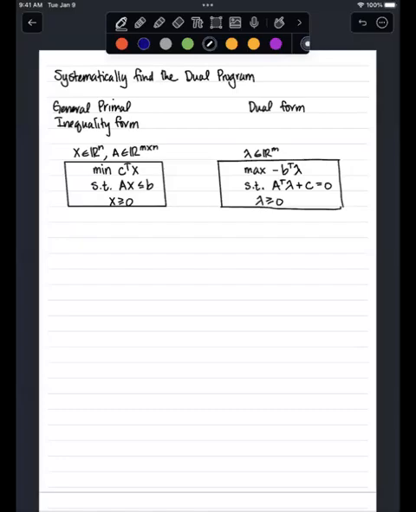In this video, I'm going to show you how to systematically find the dual program starting with the primal. So step one is going to be to form the Lagrangian. What the Lagrangian does is it adds a weighted sum of the constraints to the primal function. The Lagrangian is going to be a function of x and lambda, where lambda is in R^m. x is in R^n.